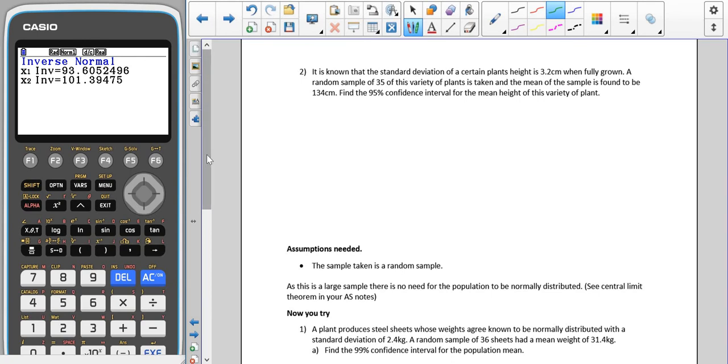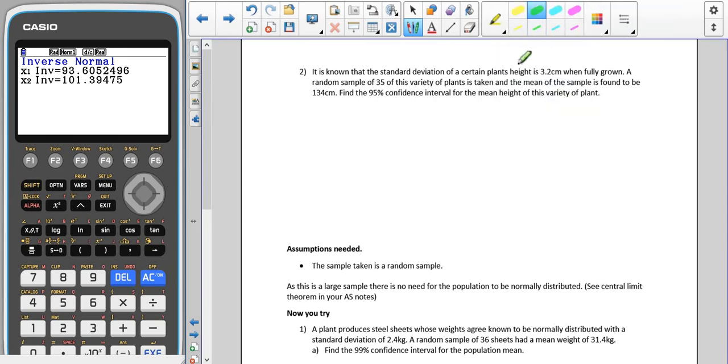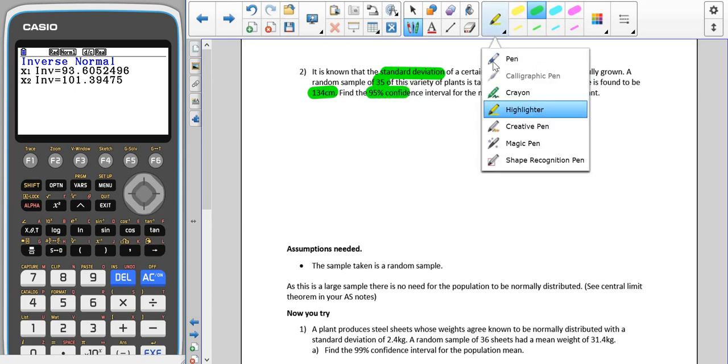So we're going to have a look at another example. It is known that the standard deviation of a certain plant's height is 3.2 centimetres when fully grown. So this is our population standard deviation. Here we are given it about the population. So then we have a random sample of 35, that's our large sample, of this variety of plant is taken, and the mean of the sample is found to be 134 centimetres. So that's our mean. Find a 95% confidence interval for the heights of this variety of plant.